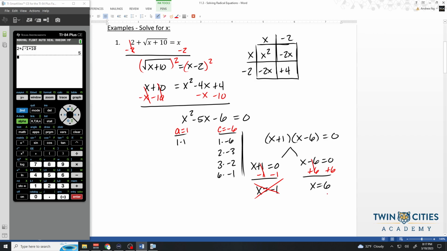Whereas if I go to plug in 6, watch what happens here. I've got 2 plus the square root. This time I'm plugging in 6 plus 10 here. That's going to be equal to 6. And the right side is x equals, well, just 6. So 6 equals 6. This is a true statement. Therefore, this is my solution.